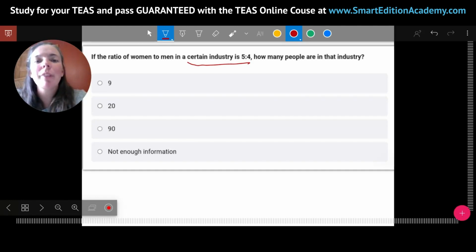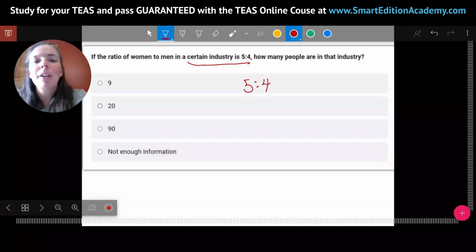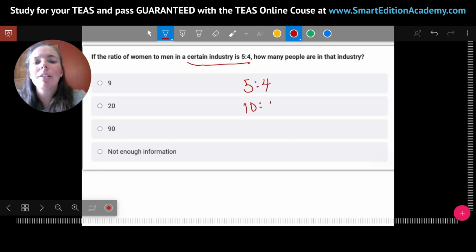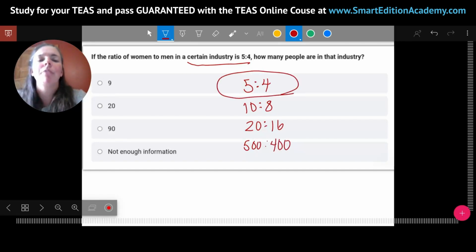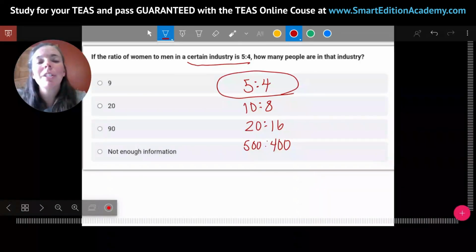Ratios can change. Or not that they can change, but they can look different. So 5 to 4 is the same thing as 10 to 8, or 20 to 16, or 500 to 400. All of these are the same, and they all simplify to this ratio of 5 to 4. I do not know how many people are in this industry just by being given the ratio. The ratio is just saying for every, in this example, 5 women, there are 4 men, but we don't know how many there are. We just have that simplified ratio.